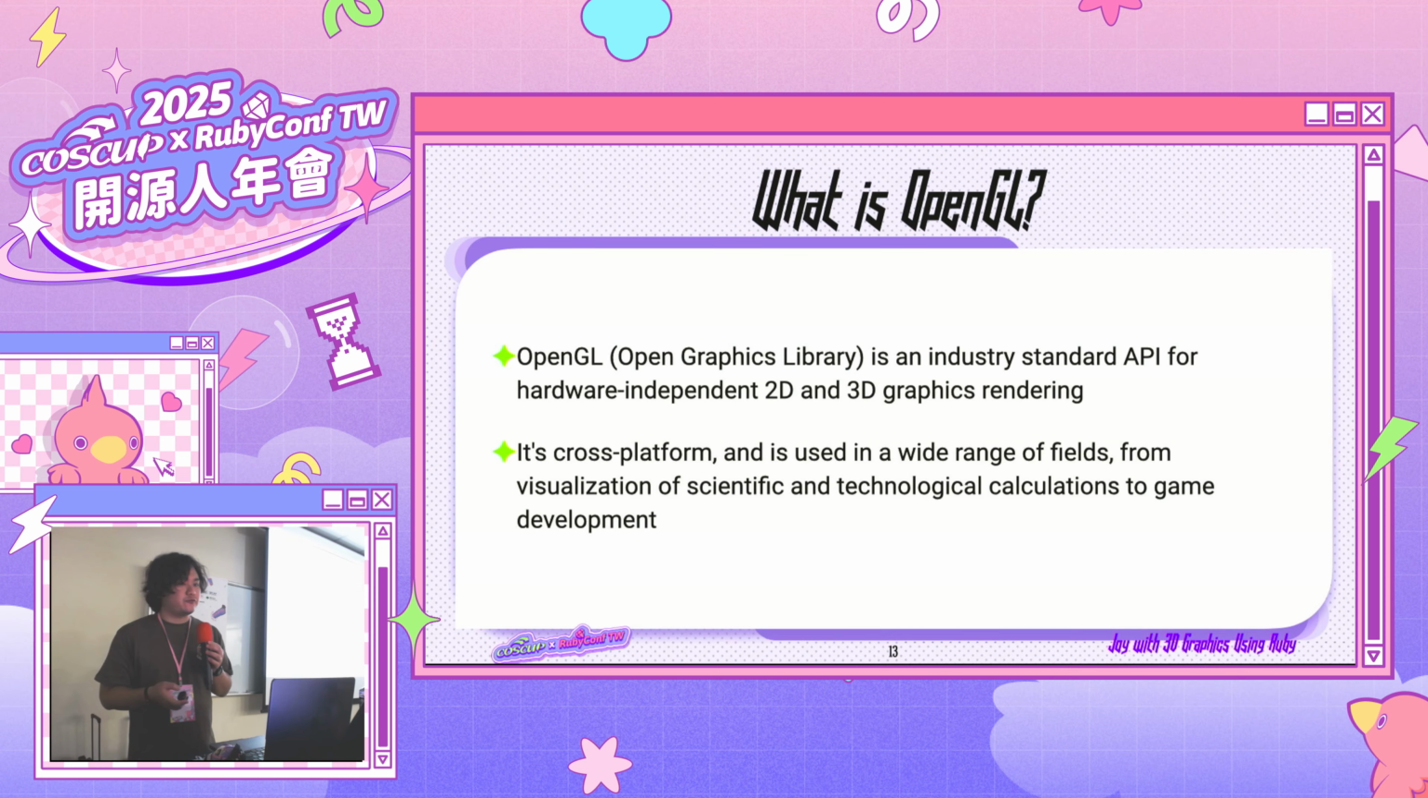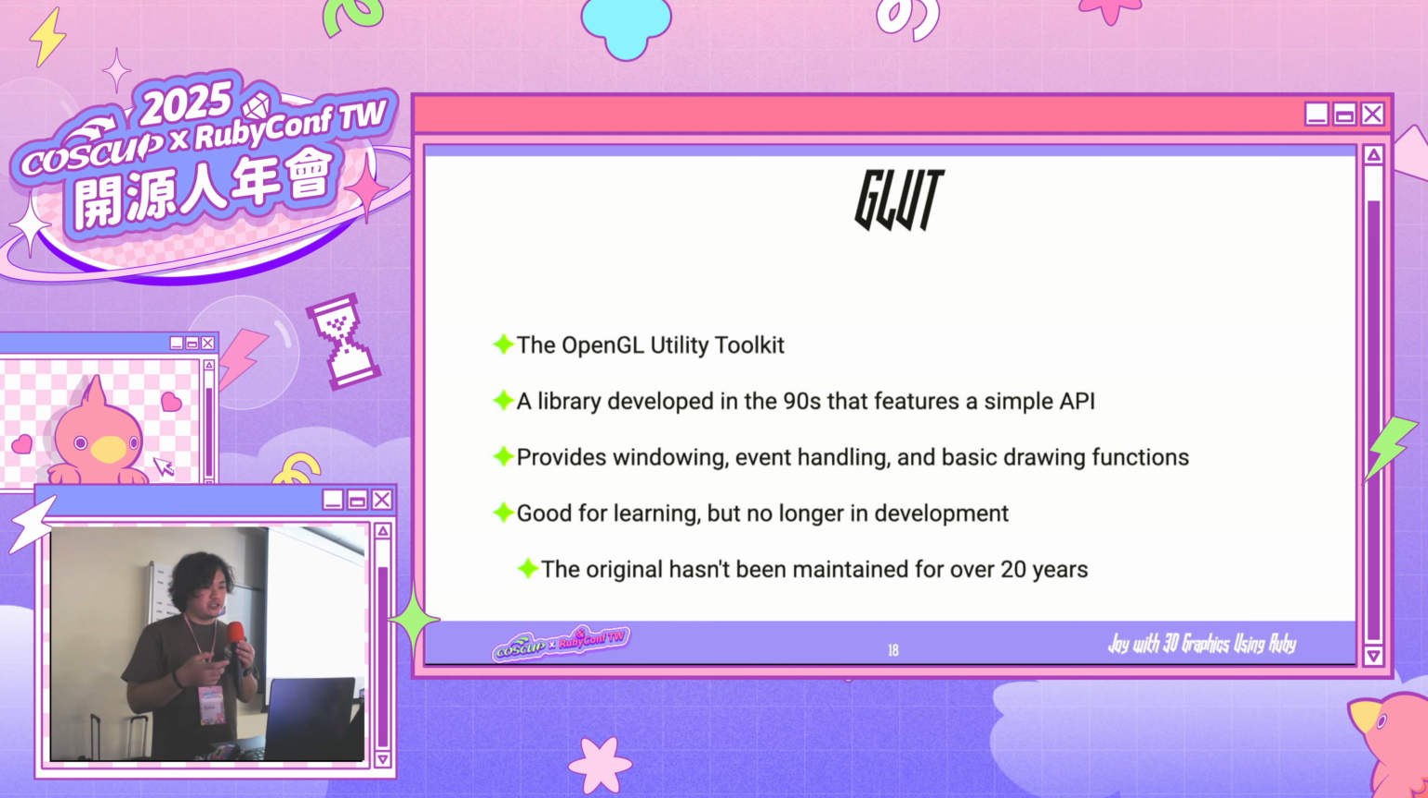Yeah, first I'm explaining about GLUT. GLUT is the OpenGL Utility Toolkit, a library developed in the 90s that features a simple API, and it provides windowing, event handling, and basic drawing functions. This is good for learning, but it is no longer in development. The original GLUT hasn't been maintained for over 20 years.